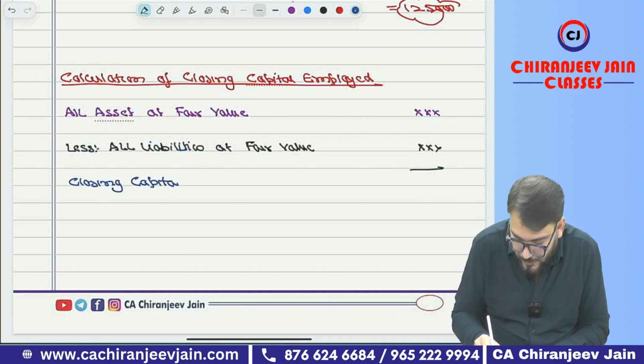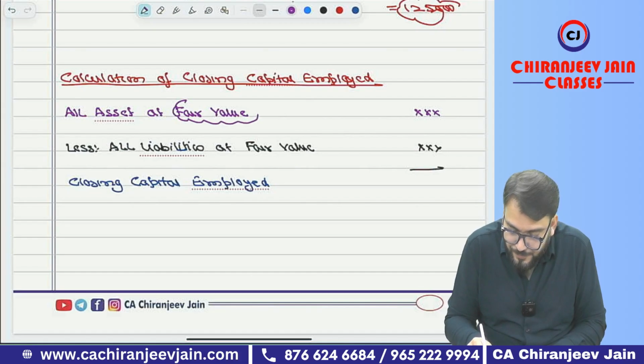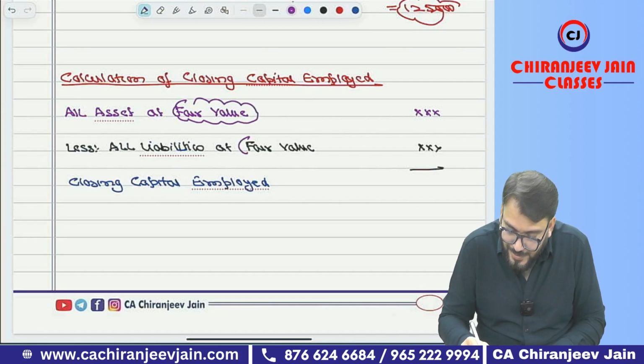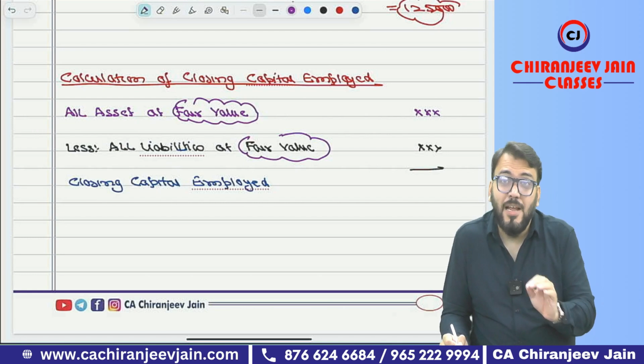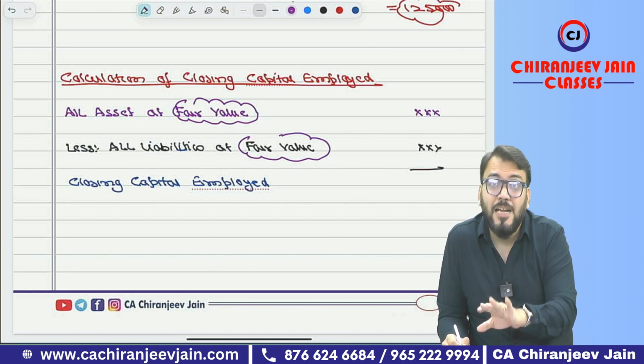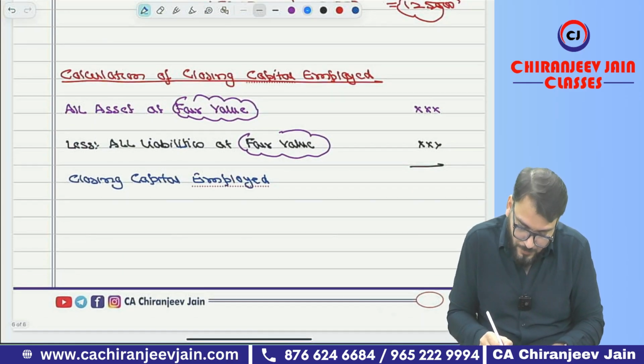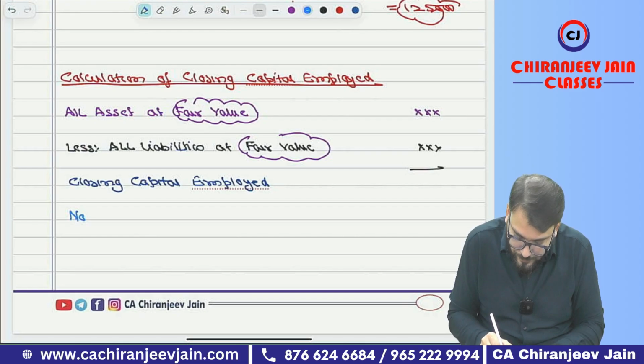Closing capital employed. You can see I have given specific attention to fair value. It means all assets and all liabilities should be at current value. Current value will be given in the question, but if that value is not given, take book value. Okay, so just write down some notes.